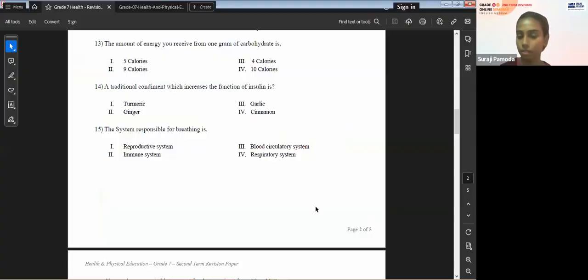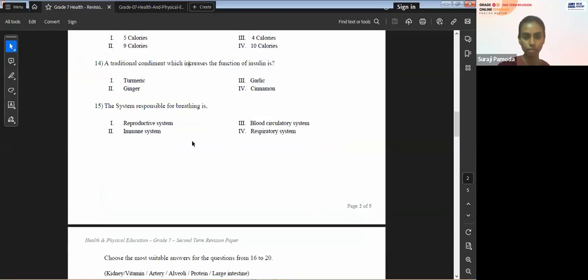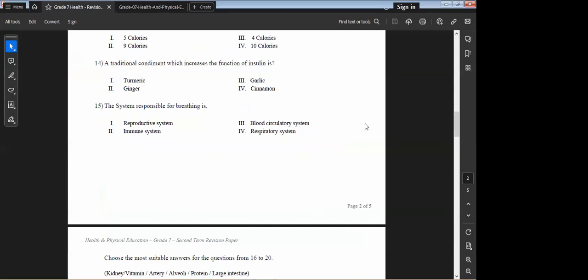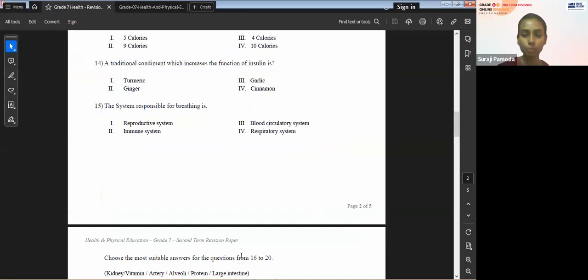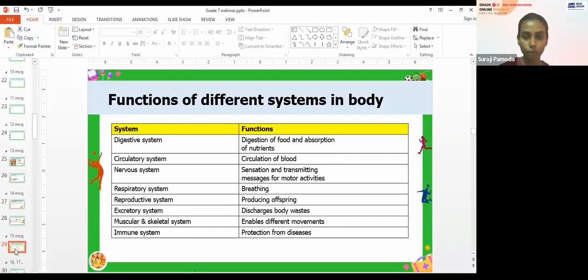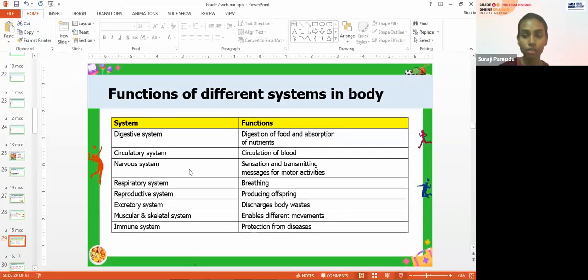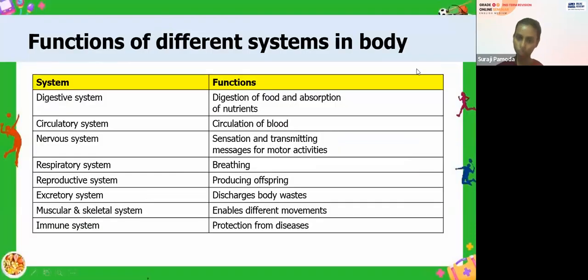Right. Tell me if I am too fast, okay? The 15th question. The system responsible for breathing. So tell me the answer. Respiratory system. Yes. Respiratory system. Okay. So you have to learn about the different systems in your body and their functions, right? So here you can see there's a table, okay? So you know the human body consists of several systems. හරිද? අපේ ශරීරය එක එක systems වලින් තමයි හැදිලා තියෙන්නේ.